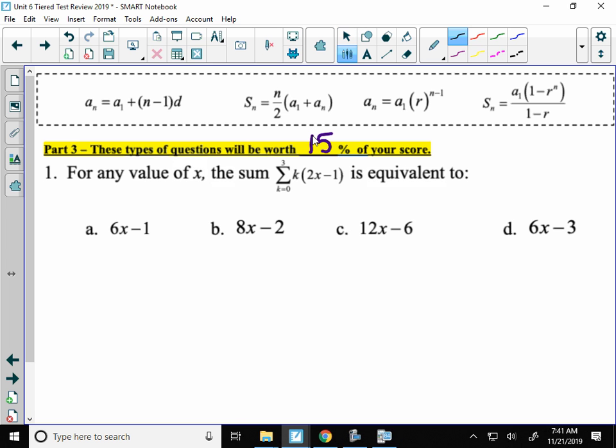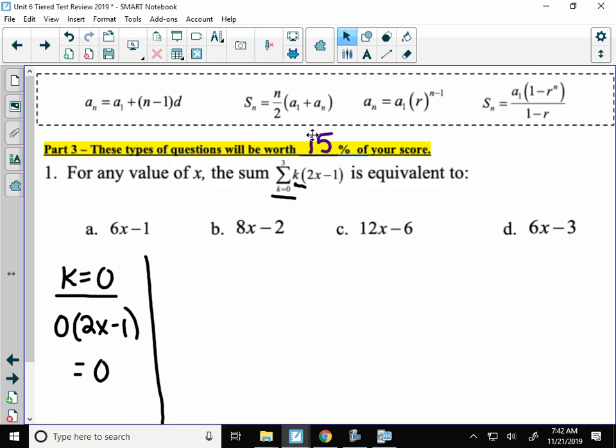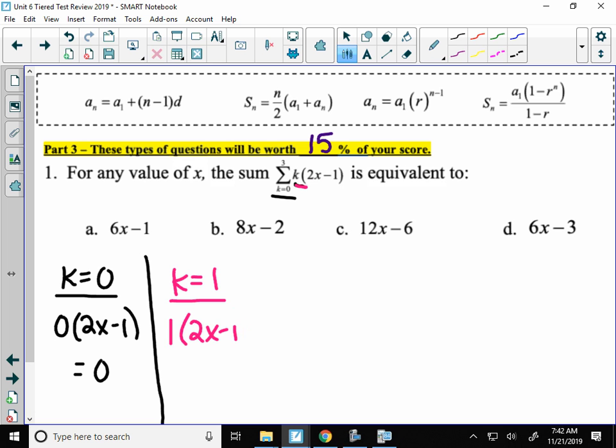So let's see. If I'm going to start at k equals 0, look at that lower index here. For k equals 0, I'm going to put 0 in for this k. So I will have 0 times 2x minus 1. And when you simplify that, that just equals 0. That's simple. Okay, I'm going to look at the second term now for k equals 1. I'm going to put 1 in for this k. So I'll have 1 times 2x minus 1.